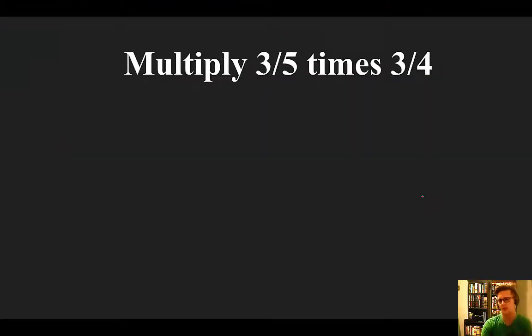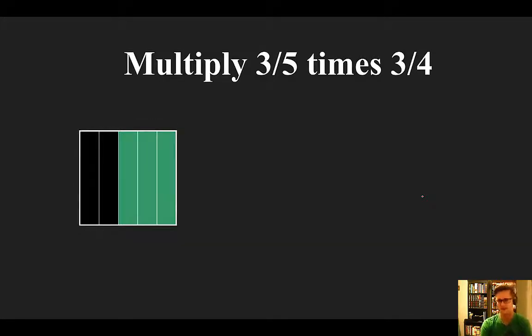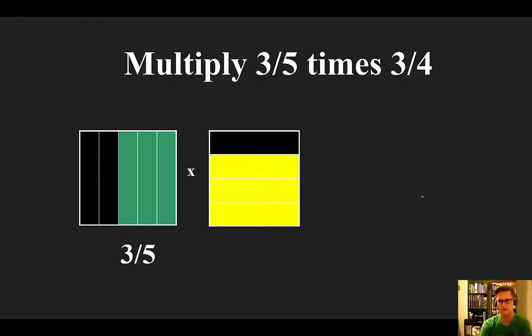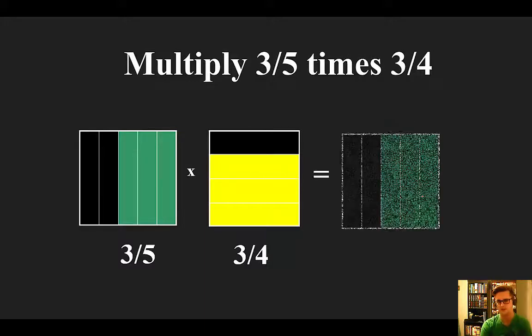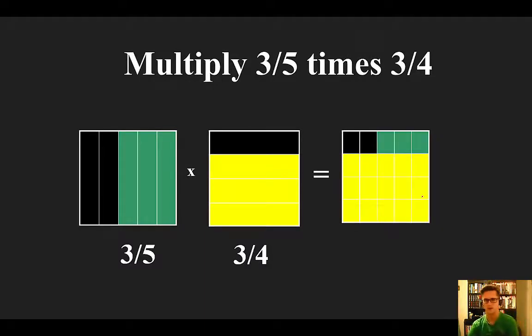So let's try another example, multiplying 3/5 times 3/4. We're starting off with 3/5, because if you look, there are 3 green bars colored here out of 5. And here is our 3/4, a little hard to see, but the 3 yellow bars and the 1 black bar. If we lay them over top of each other, which squares are sharing both colors? Well, that's right in here. And if we count them, that would be 9 out of 20, or 9/20.